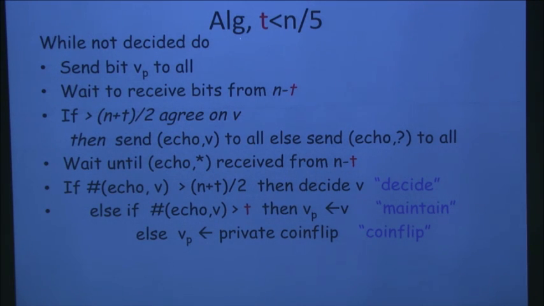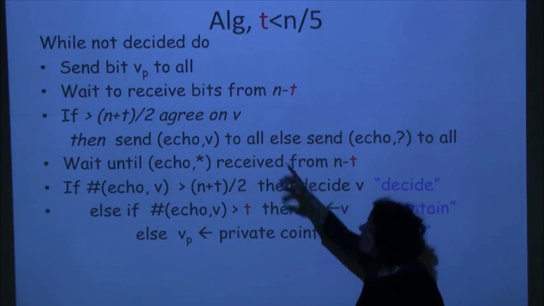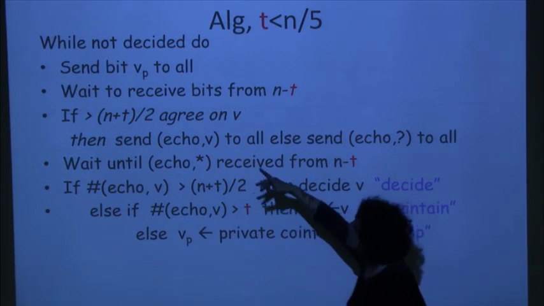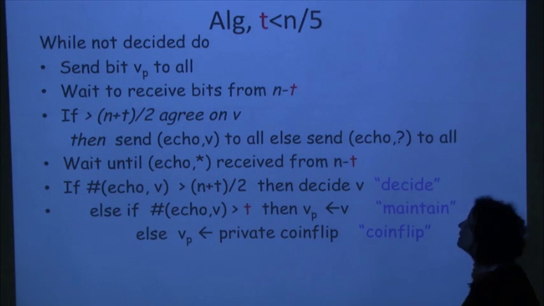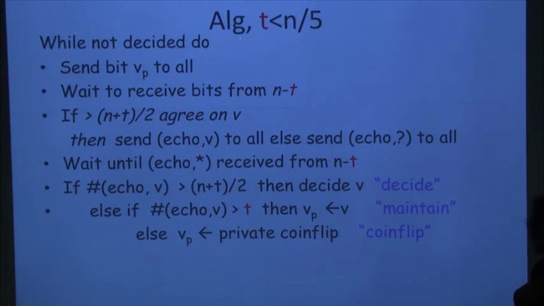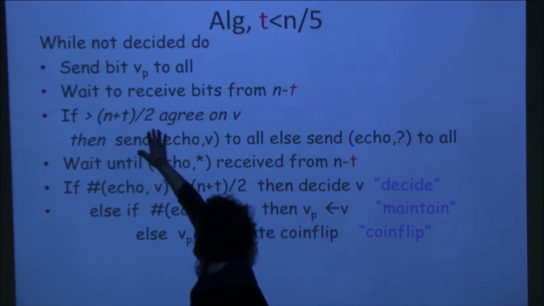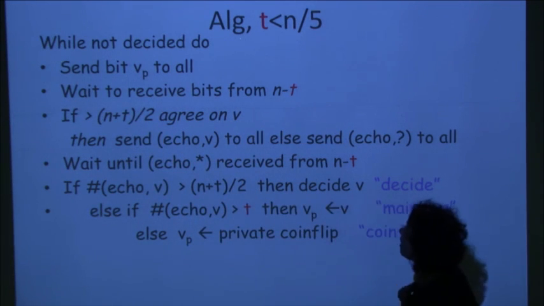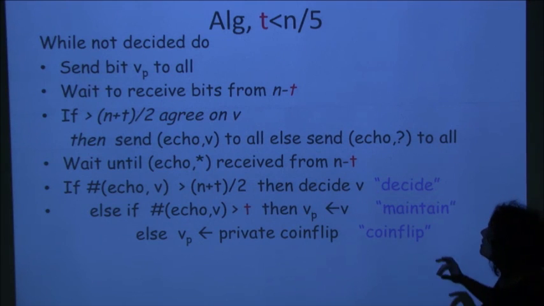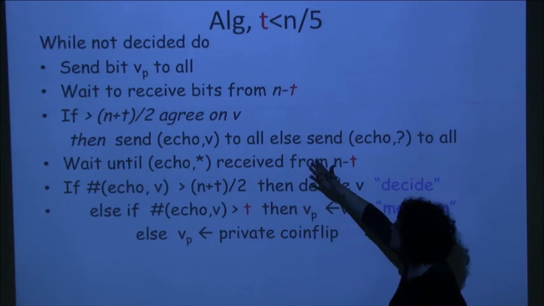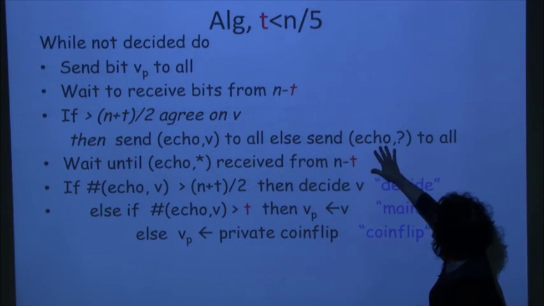If you're confused, that's okay. I'm going to go through it in detail. While you're not decided, you're going to do these steps, from the point of view of the individual processor. You send your bit to everybody, and then wait to receive bits from n minus t. That's all you can wait for. If more than n plus t over 2 agree on some bit v, then you send the message echo v to all others. Otherwise, you send echo ? to all.